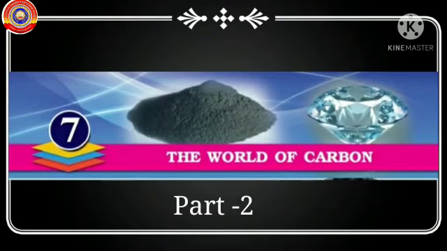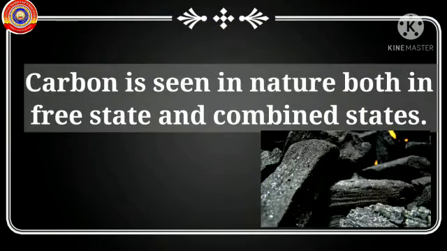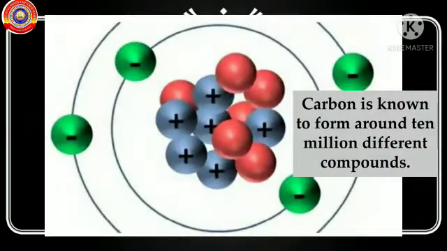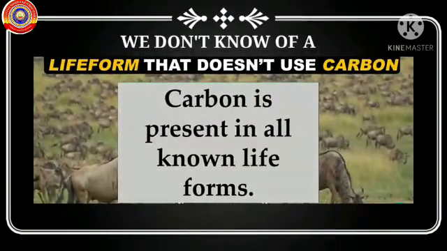We have started lesson 7, the world of carbon. In the previous class we discussed some of the basic facts related to carbon, right? We know that carbon is the element seen in nature both in free state and combined state. The element carbon forms numerous compounds in nature due to some specific properties. Dear children, do you know carbon is said to be an element of life? Because the element carbon is present in all living forms.